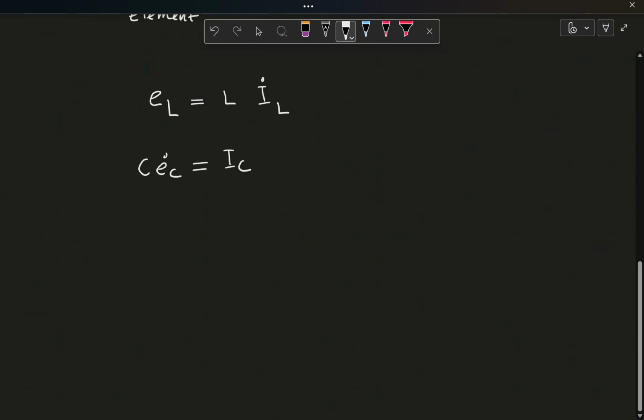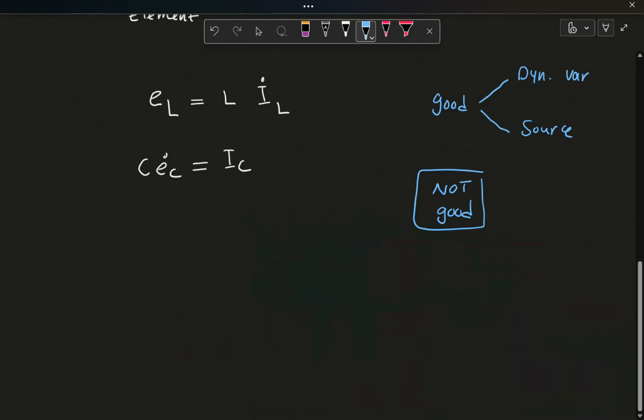Okay, at this point, I'm going to change my pen and I'm going to label these terms as good and not good. My good terms, again, to remember, were twofold. Either my dynamic variables or my sources. My not good terms were anything else. Okay, so I'm going to pick my red pen, and I'm going to label these terms as good and not good. Okay, let's go ahead.